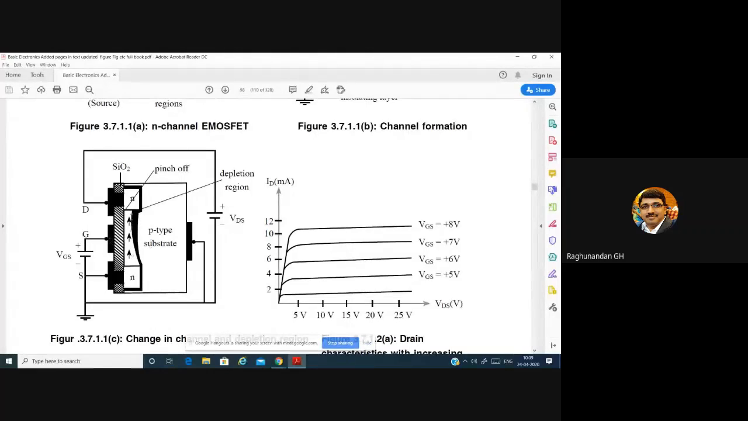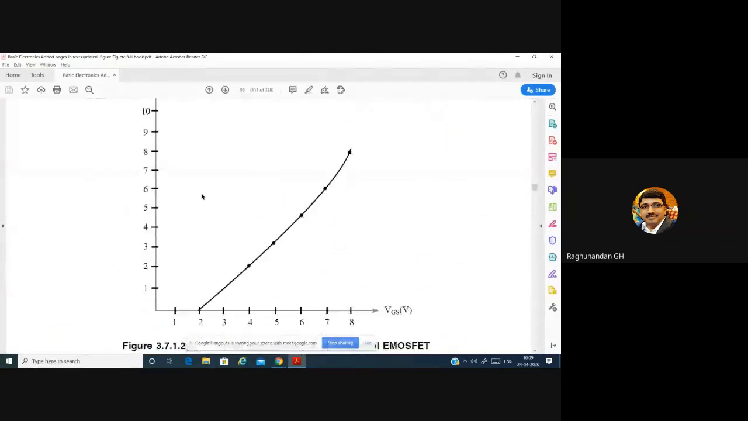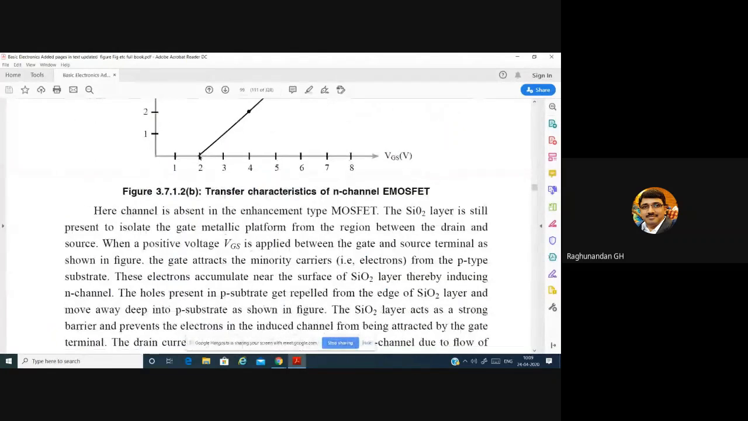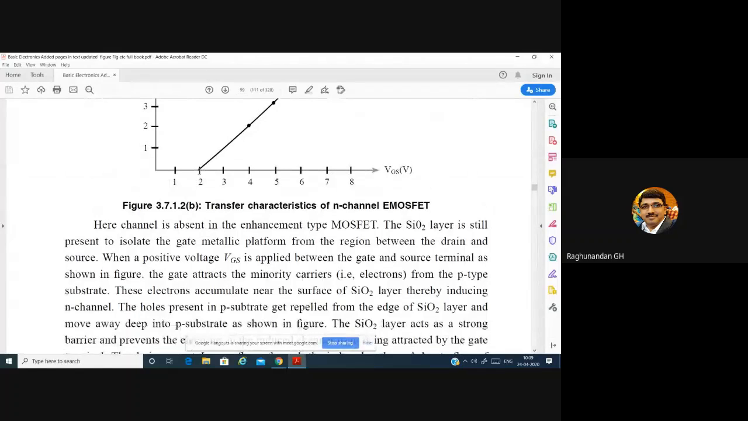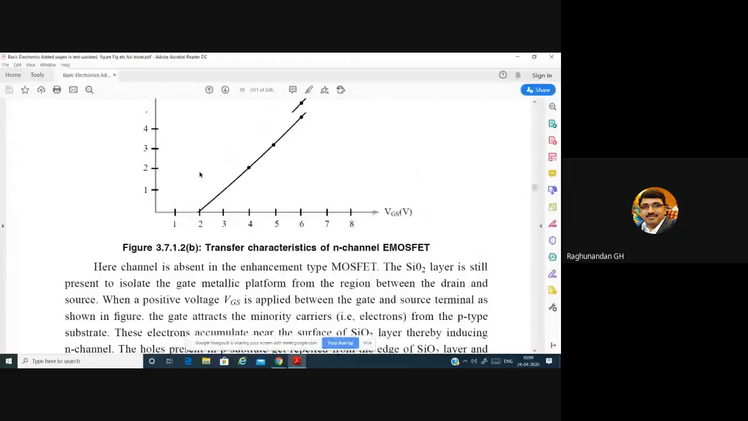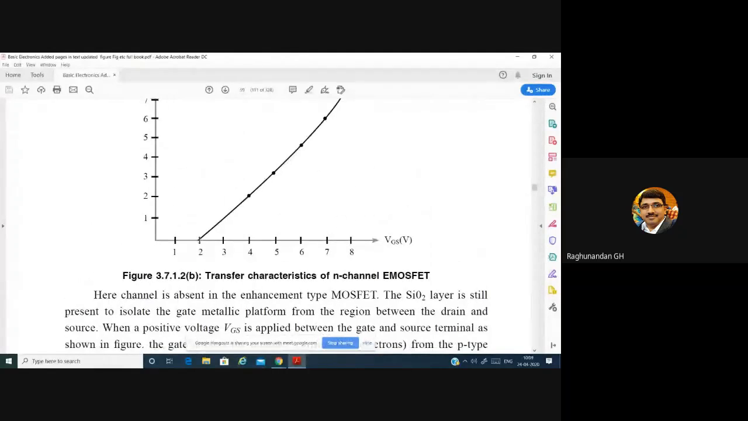Then only is the channel constructed. After that only are the electrons able to flow. It needs at least 2 volts to make the electrons align here to create a channel. Only after that does the current start flowing. So VT means threshold voltage, which is 2 volt in this case. Until 2 volt the current is 0. That means until 2 volt the channel is not constructed. Once it reaches 2 volt, the channel is constructed, and after that the current starts flowing.